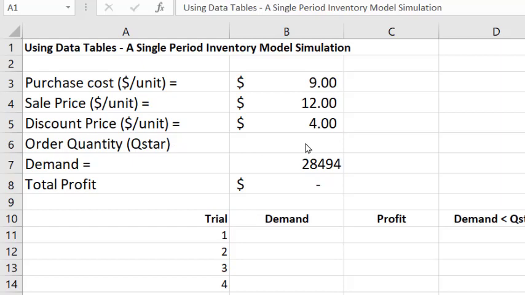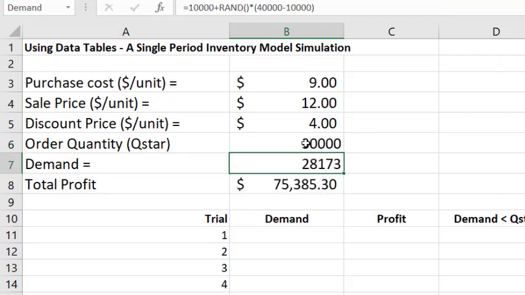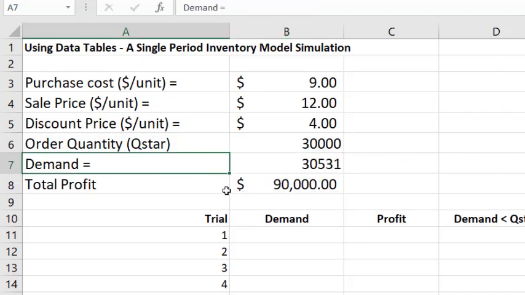For now, I'll just enter a number such as 30,000 to see what happens after we complete the simulation. For the demand, this equation is of course the uniform distribution, which is the low end plus the probability multiplied by the range, which is 40,000 minus 10,000. And now we have to determine the equation for the profit.